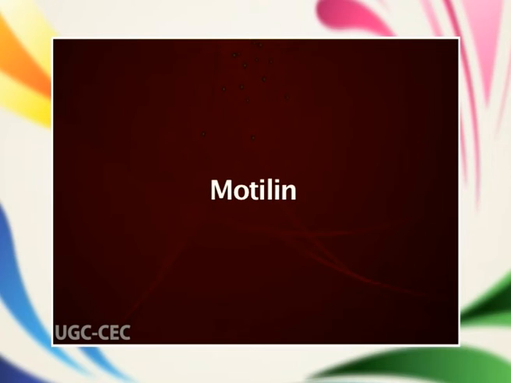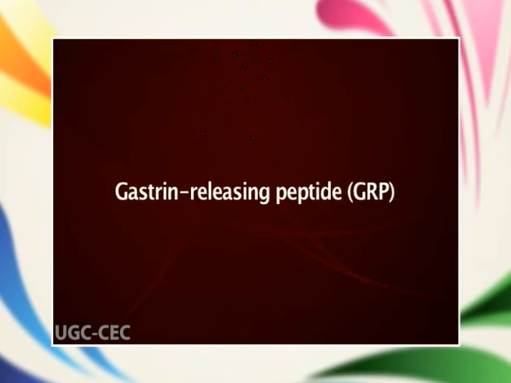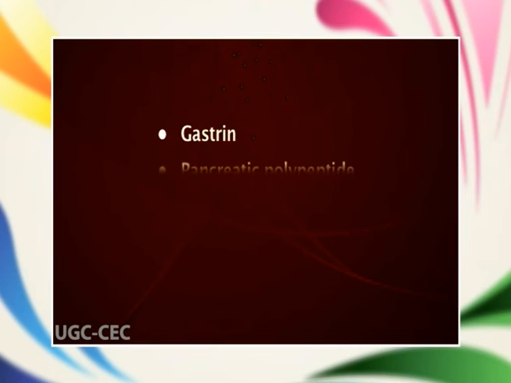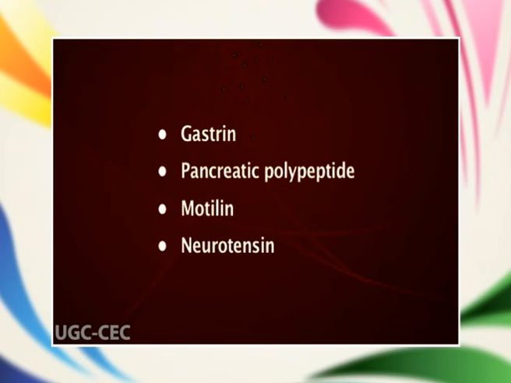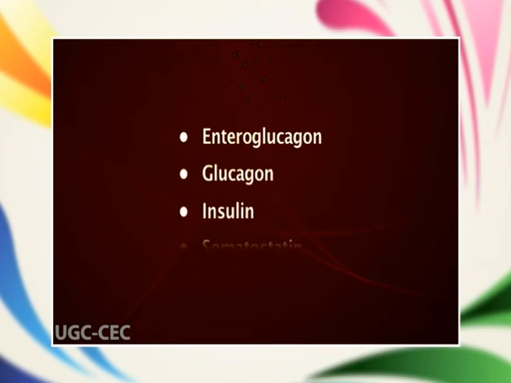The next hormone is motilin. It is produced in M cells of duodenum and its function is to induce contractions in the stomach and intestines. The next one is GRP, that is gastrin releasing peptide. It is present in stomach, intestines and nerves. It stimulates the secretion of gastrin, pancreatic polypeptide, motilin, neurotensin, enteroglucagon, glucagon, insulin and somatostatin.